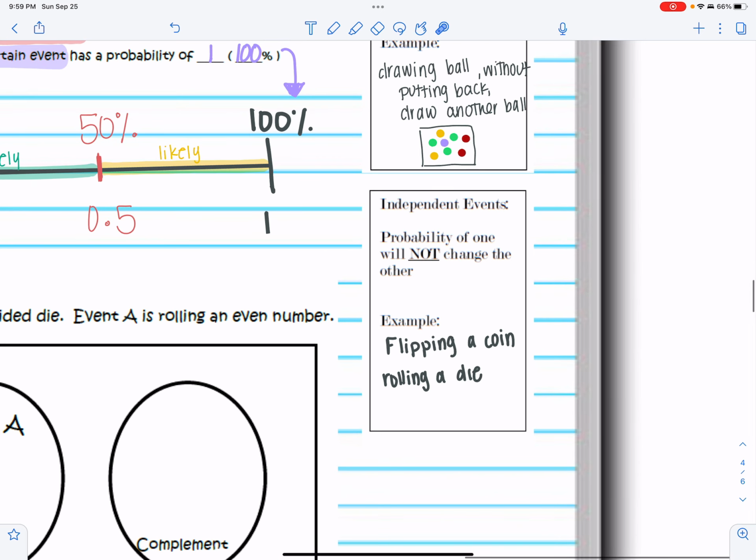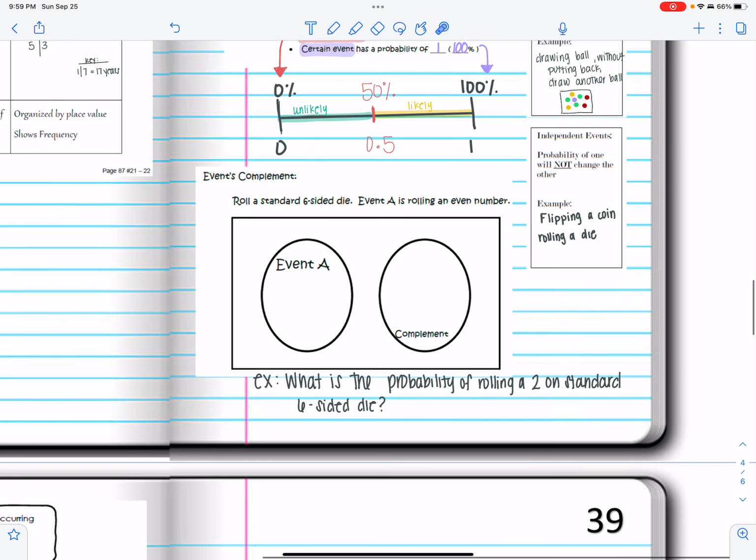Independent events are going to be the complete opposite. The probability of one will not change the other event. So flipping a coin, rolling a die, spinning a spinner, drawing a marble out of a bag and then replacing it, those are all going to be independent event examples.